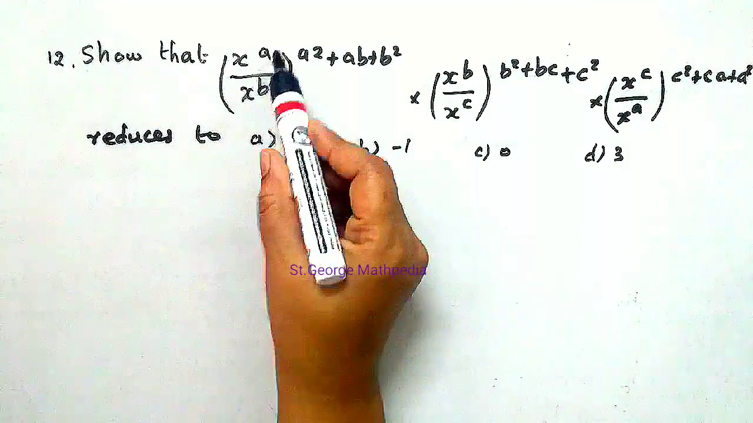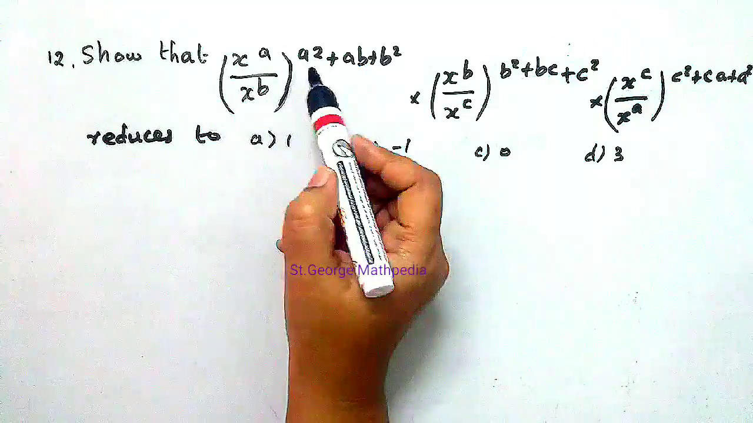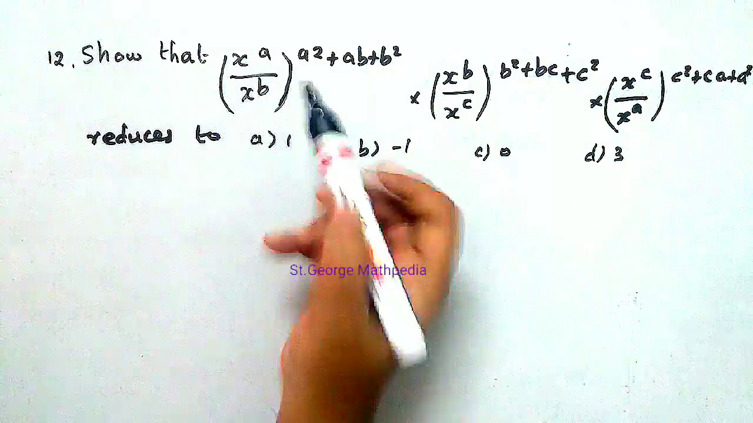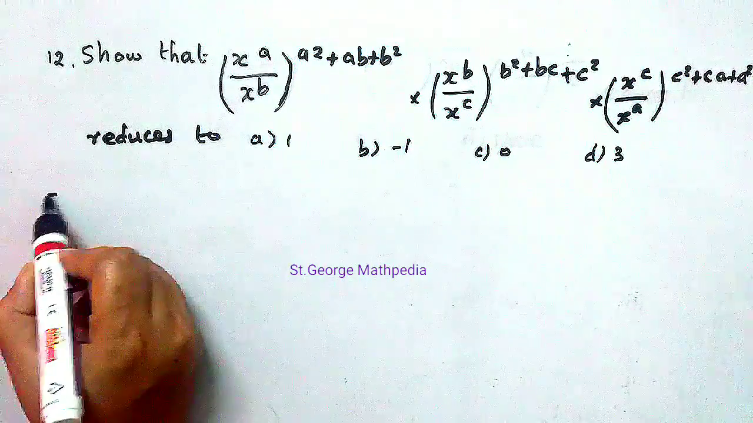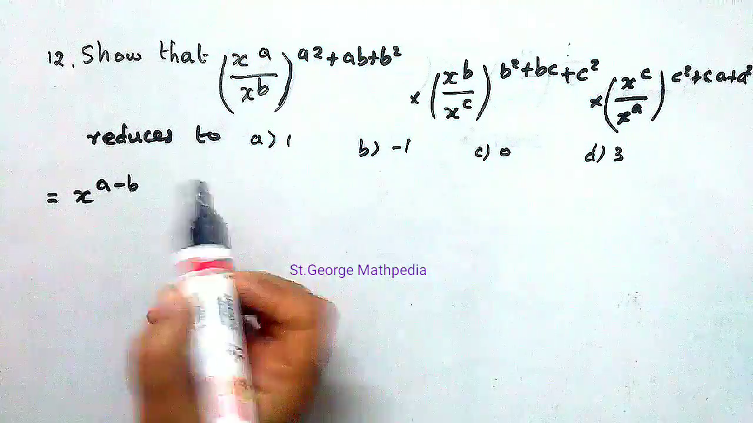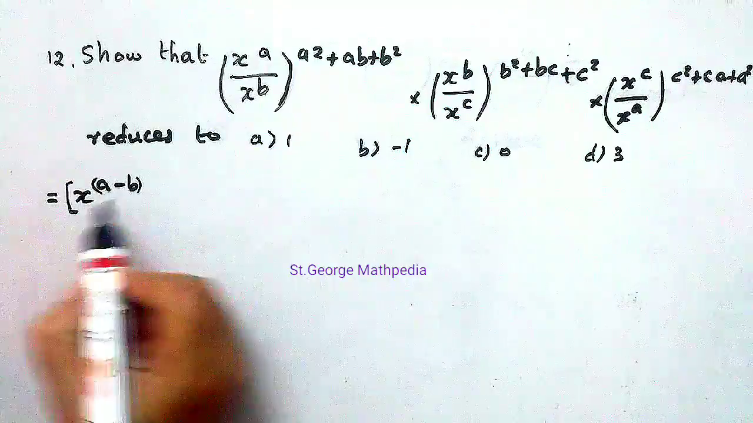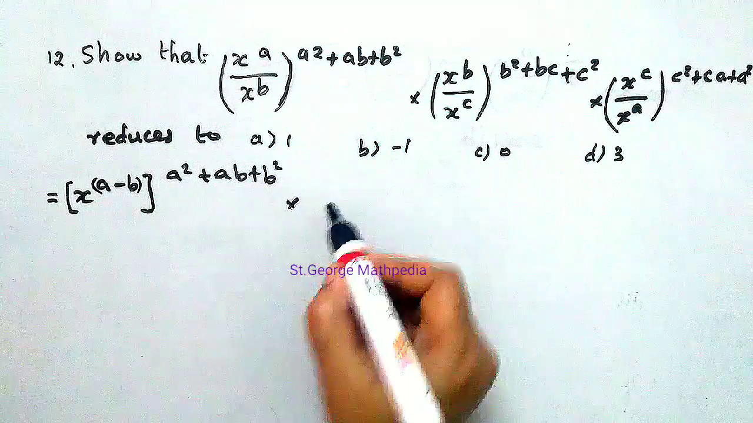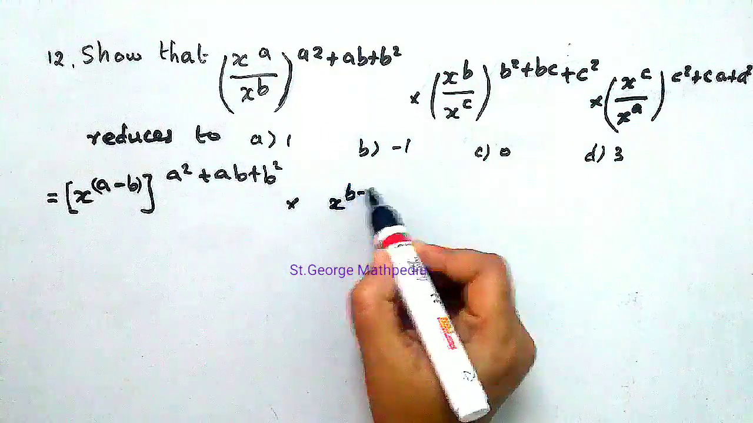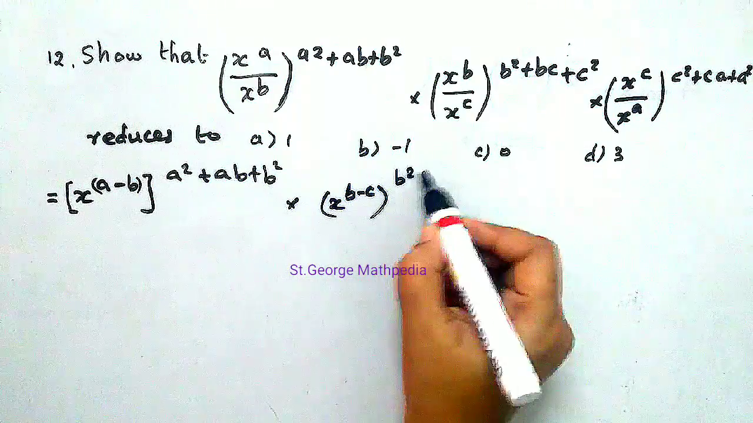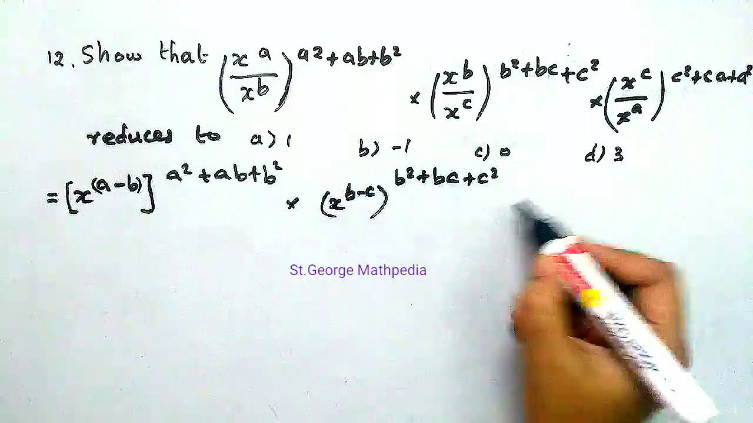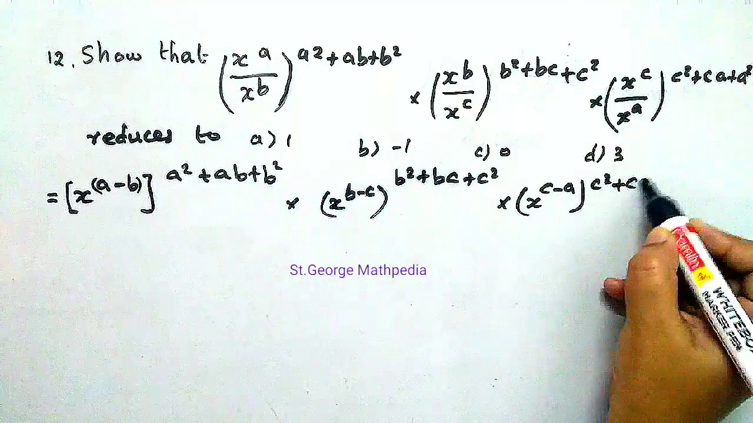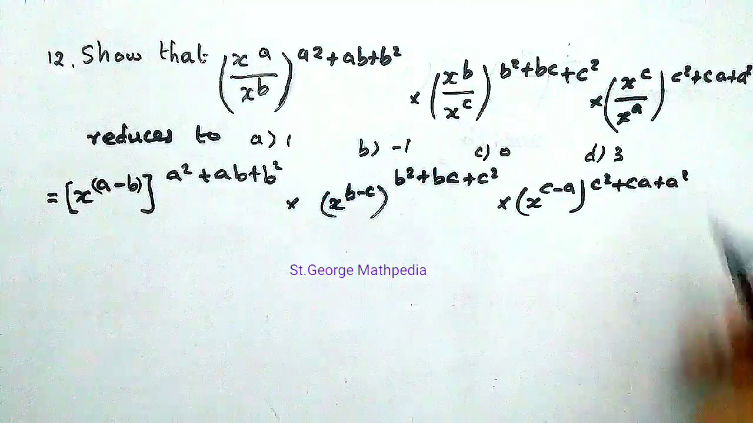12th problem. Show that x power a by x power b whole to the power a squared plus ab plus b squared. So as we know, x power a by x power b is x to the power a minus b, right? So this is x power a minus b, okay, whole power a squared plus ab plus b squared into x power, similarly b minus c whole power b squared plus bc plus c squared into x power c minus a whole power c squared plus ca plus a squared. Okay.